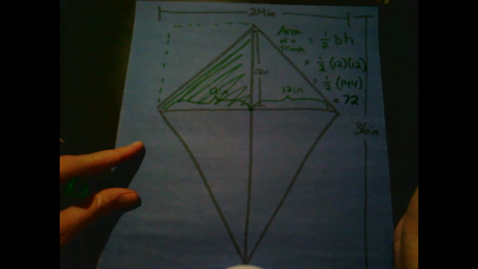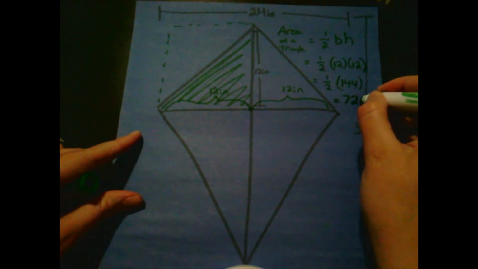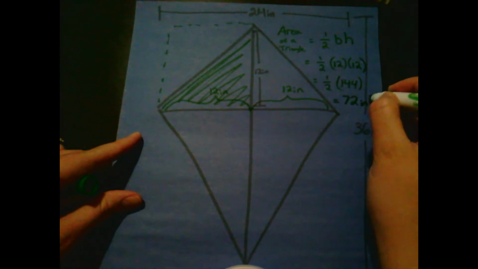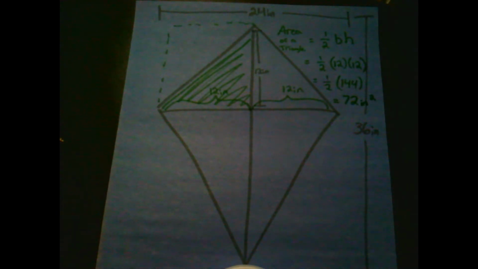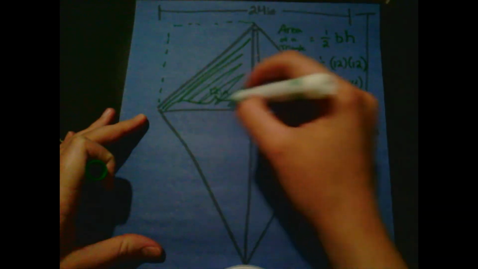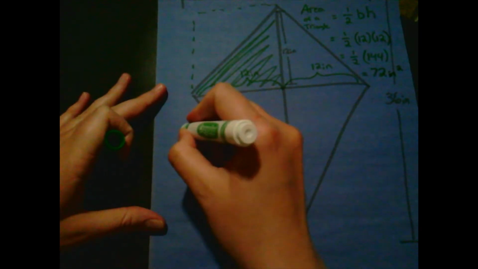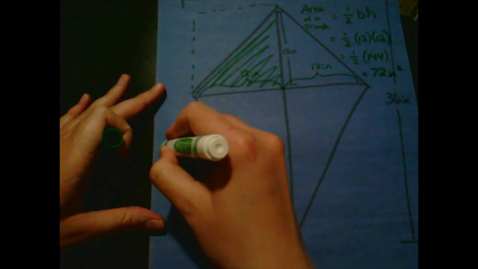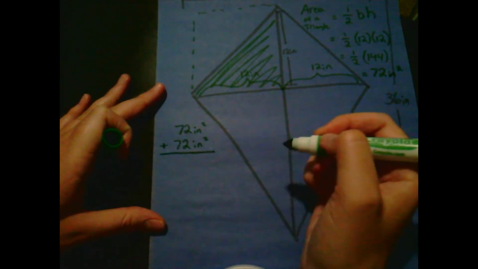72. Now when we do area, we always finish it off with the unit. So our unit is inches, and you're going to finish it off with squared. So 72 inches squared. Okay? Alright, so we know that the area of this entire piece is 72 inches squared, and this entire piece is 72 inches squared. So I'm going to write that down over here. So we have 72 inches squared plus 72 inches squared. And I'm going to go ahead and add those together.